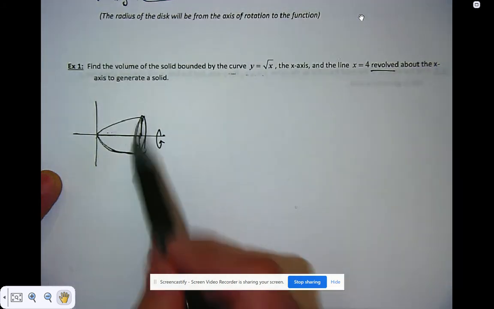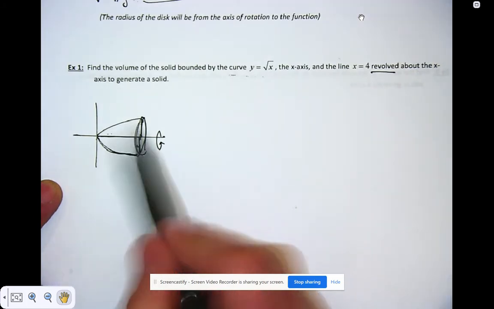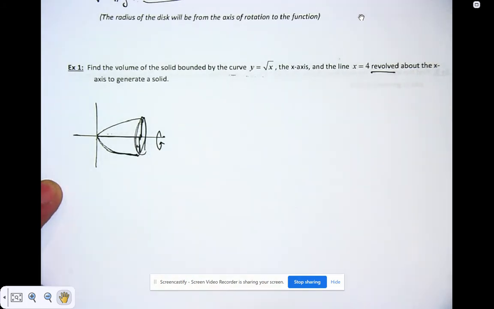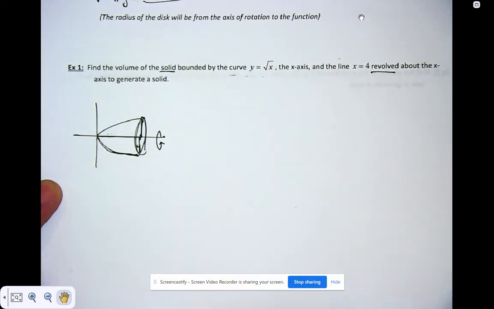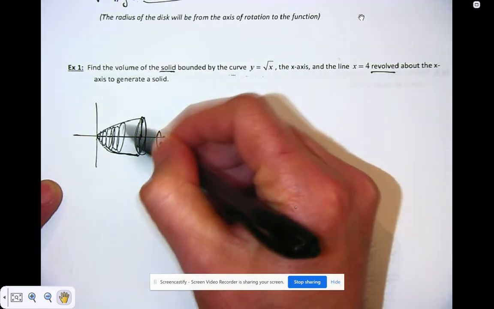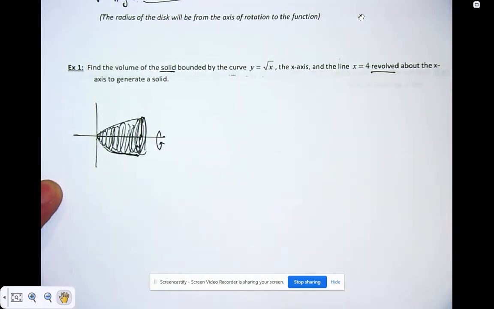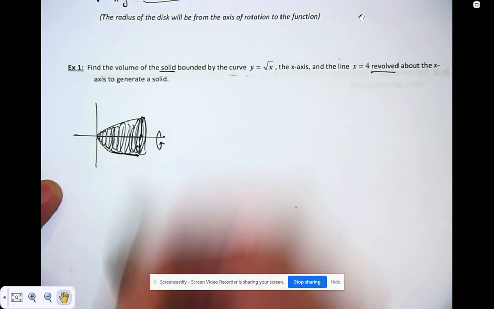Okay. And so now you can see it kind of looks like a ham or something, right? When you take a two-dimensional piece and you spin it, you're getting this solid, right? That's a three-dimensional picture. And all we're going to do is add up a bunch of circles. We're going to use discs because it looks like circles would fill that thing up.